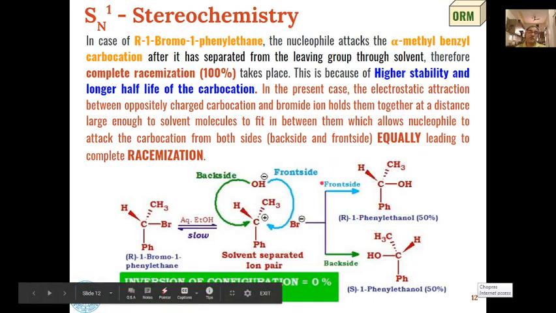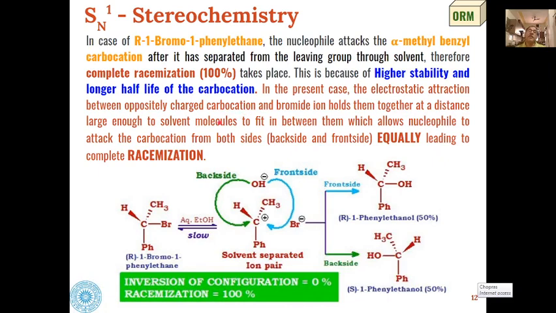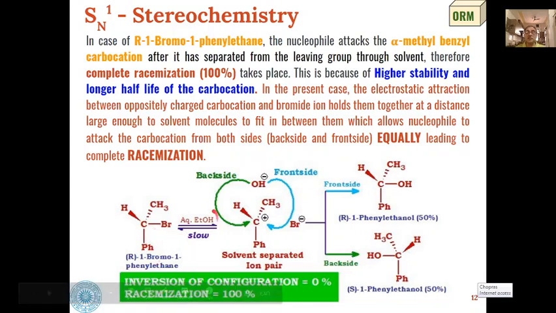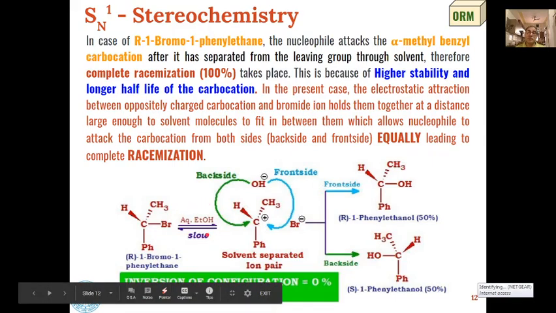Another example to explain further about the SN1 type stereochemistry, we will take this example. We have taken R enantiomer of 1-bromo 1-phenyl ethane. Now you can see that under same conditions, aqueous ethanol, first step will be a slow step, and now you can see that this carbocation is attached to a phenyl.